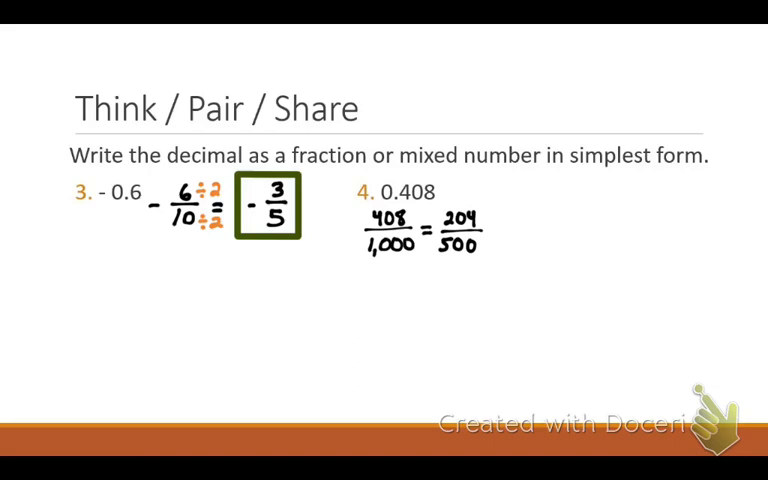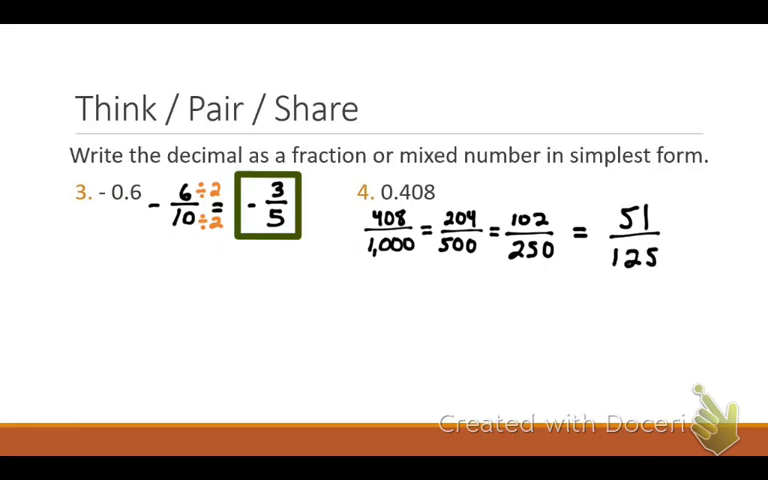Do you think that can be reduced at all? Yes, how can you tell? They're both even numbers, so let's divide it by 2 again. What's half of 204? 102. What's half of 500? 250. Do you guys think that this can be reduced at all? How can you tell? A simple way, these are both even numbers. Let's cut it in half again. What's half of 102? 51. What's half of 250?